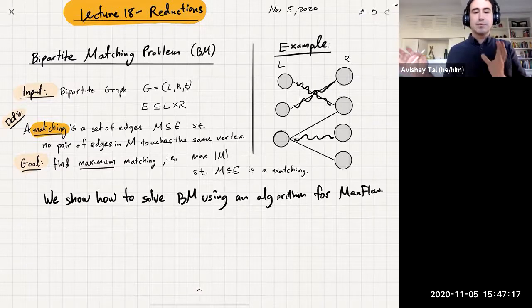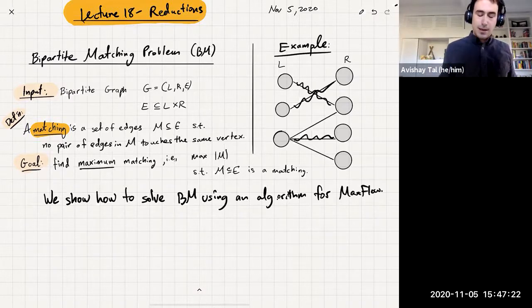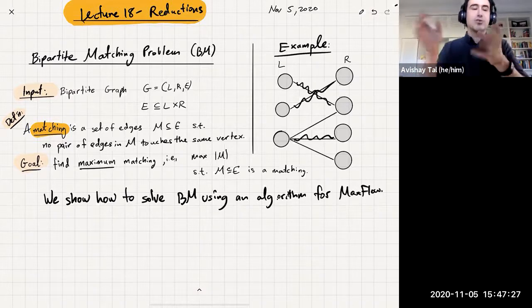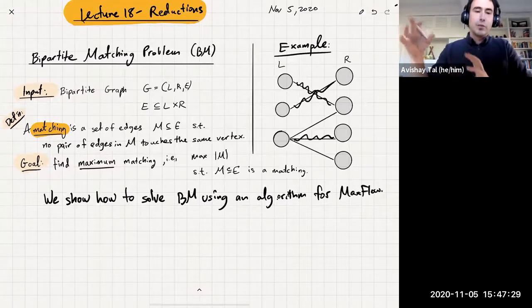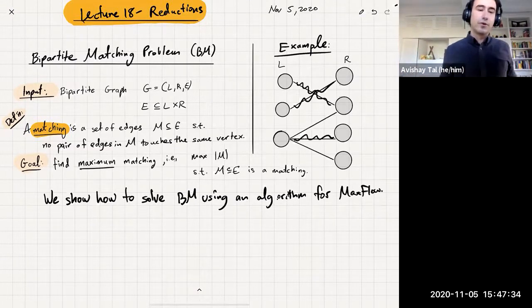And using this algorithm for max flow, we will be able to solve the problem of bipartite matching. And how are we going to do that? We're going to do a reduction. We're going to take an input that is a natural input for the bipartite matching problem, and construct from it another input, which will be a natural input for the max flow. And then we'll show that a solution for the max flow problem translates back to a solution for the bipartite matching problem. Okay, so let's first see how we're going to solve this, and then we're going to abstract away what a reduction is.